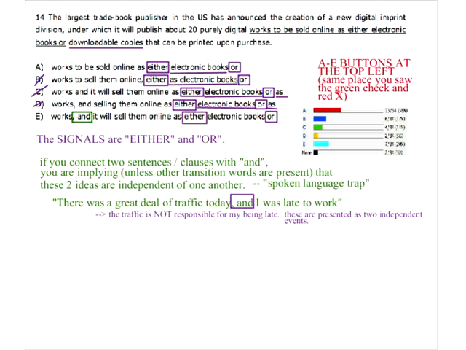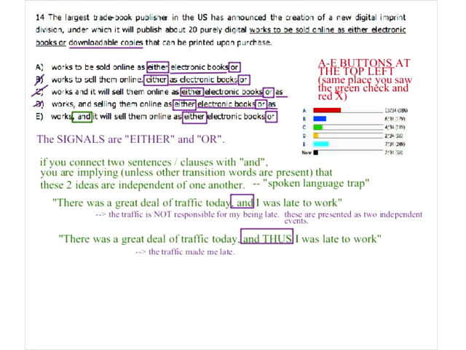Okay, if I said something like this, though, if I said there was a great deal of traffic today and thus I was late to work, notice now I have this transition word "thus", which claims a relationship between these two events. So now the traffic made me late. So, "and" by itself doesn't, and there's another official problem. There are several official problems that have this sort of fallacy.